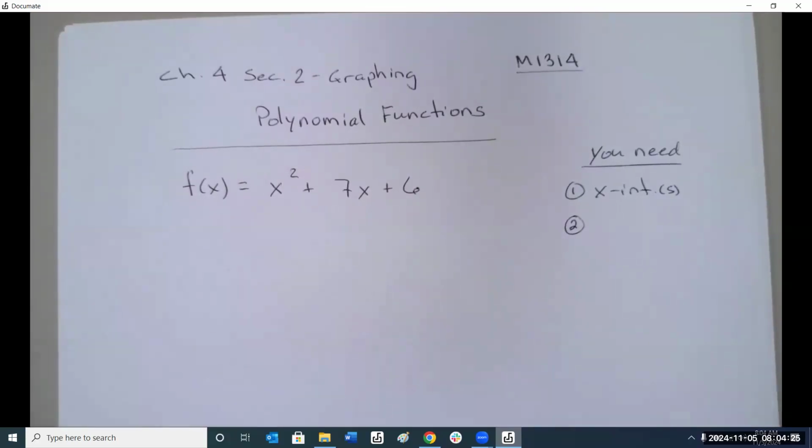Learn something for everything that you're going to deal with. Why would you do a vertex for this one? It's a parabola, yes. And vertex, the rules we have for vertices only exist for this function. Anything higher than that, we won't be able to use the same rules.